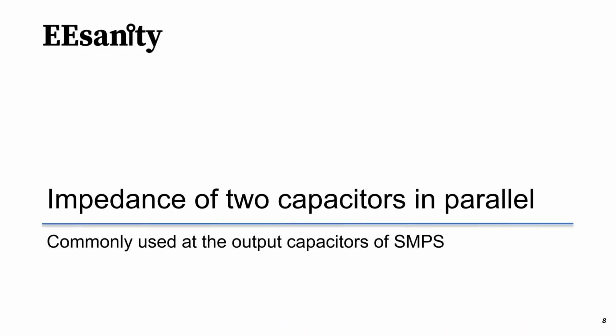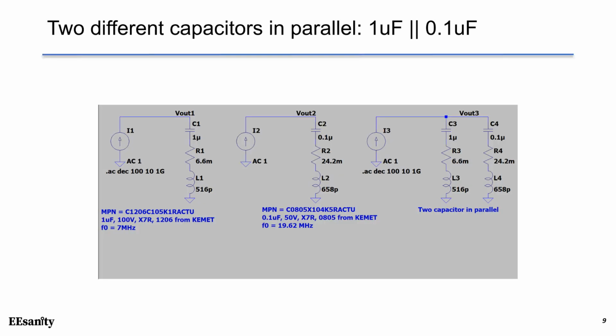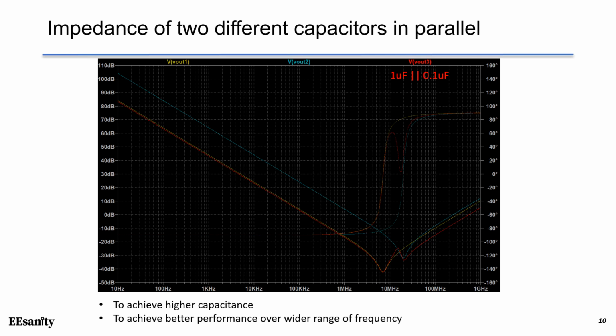Next, let's create the impedance of two capacitors in parallel. This is a very commonly used capacitor configuration for switch mode power supplies. In this case, we add the parallel of two capacitors and we plotted the voltage shown in Vout3. The output impedance of the two capacitors is plotted in red. It has 1 microfarad in parallel with 0.1 microfarad.